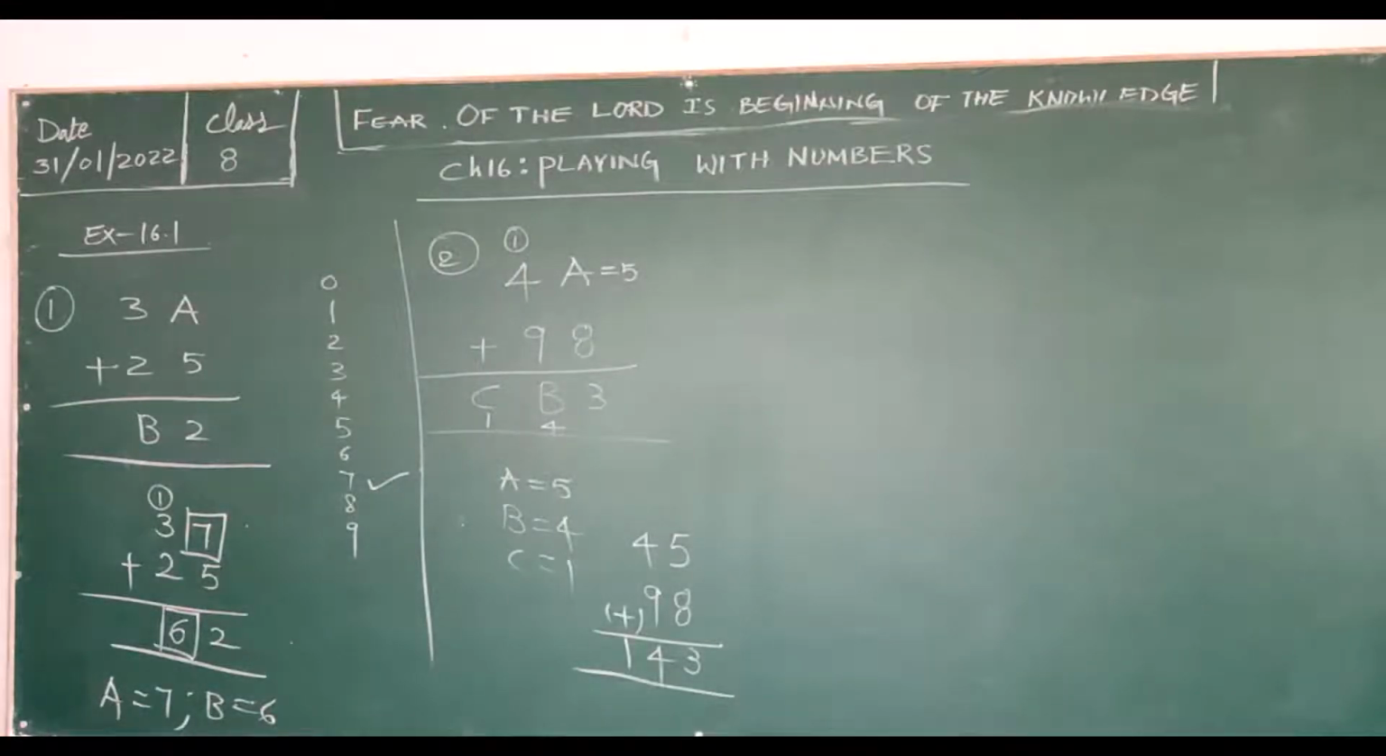Who has given the answer? First, who has given? Okay, B is 4, C is equal to 1. Okay, very good.